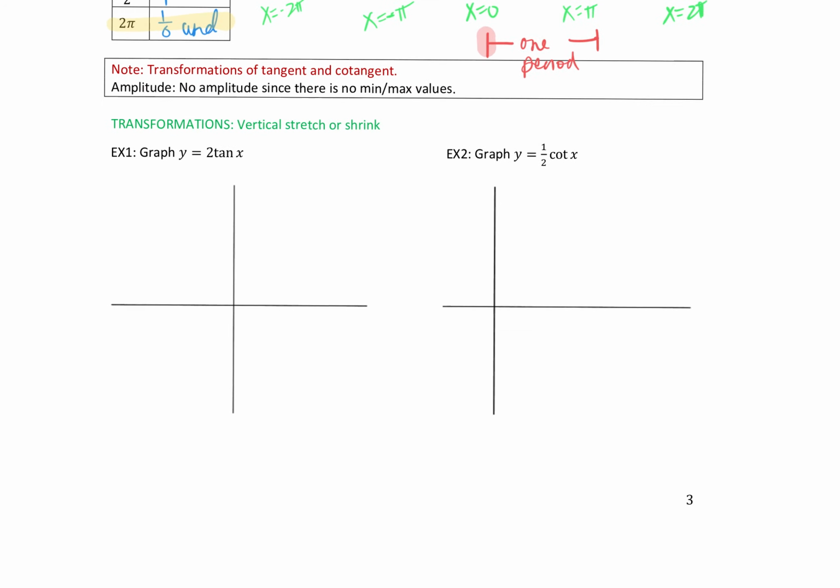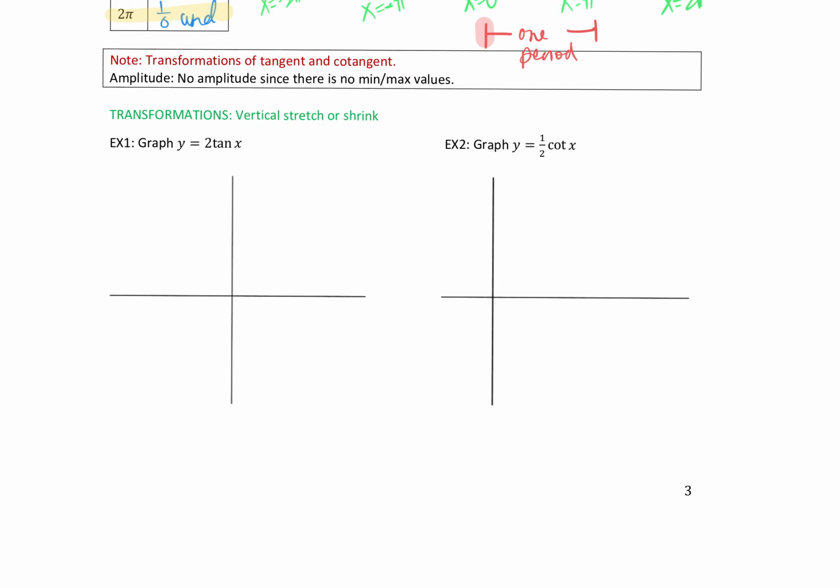We're going to look at transformations, but we're not going to transform the secant and the cosecant because they're just a little bit complicated, not worth our time. We'll just do tangent and cotangent. The first thing we're going to look at is a vertical stretch or shrink. So normally we would call this an amplitude if we were talking about sine or cosine. But when we talk about amplitude, remember that implies a minimum or a maximum value. And tangent and cotangent don't have minimum and maximum values.